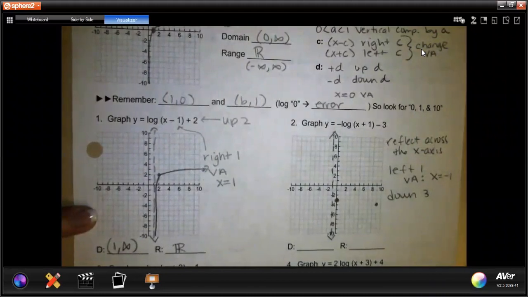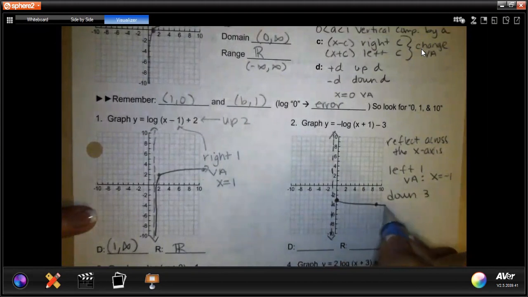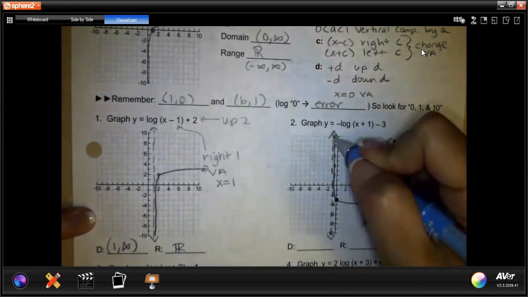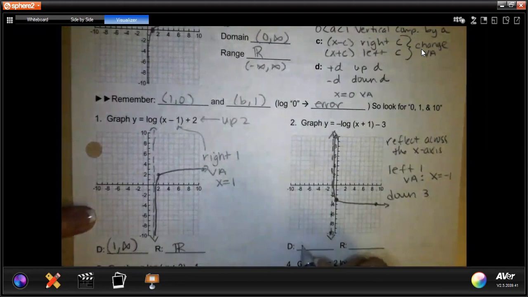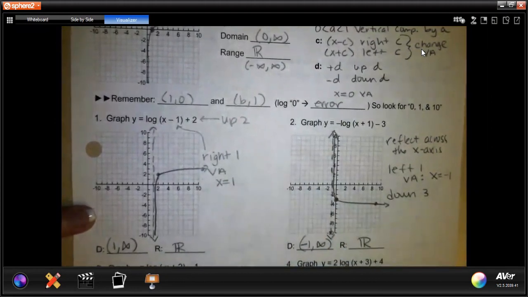And now we move towards our asymptote. This point is lower than this one, so it is going to move out this way and then go towards the asymptote here. That's what that reflection across the x-axis looks like. Now for our domain, it is going from -1 to infinity, since that's where my vertical asymptote is, and it's moving to the right, and all logs have all real numbers.